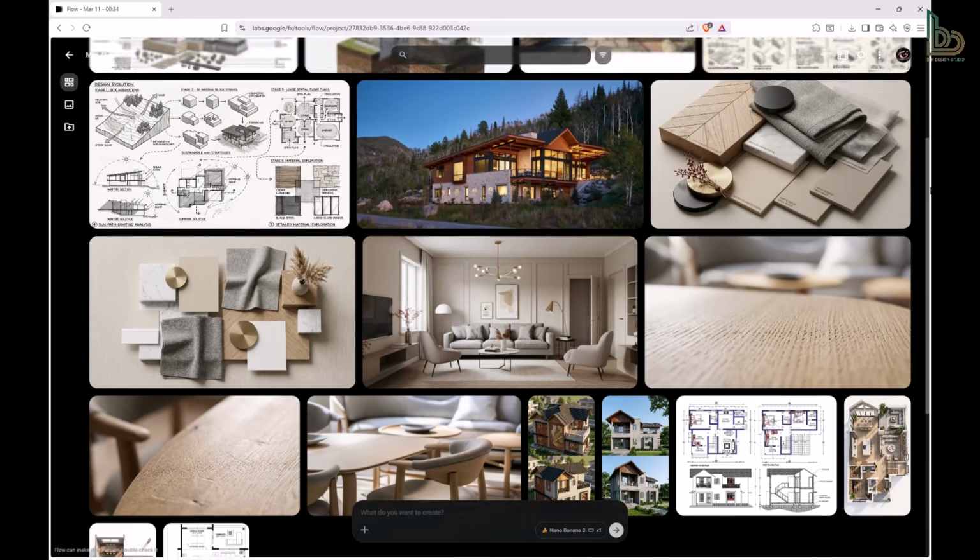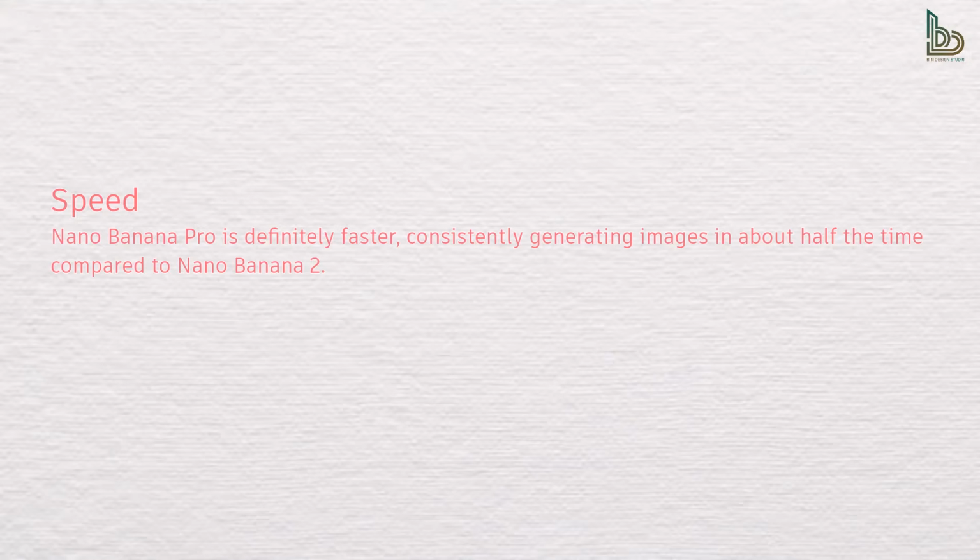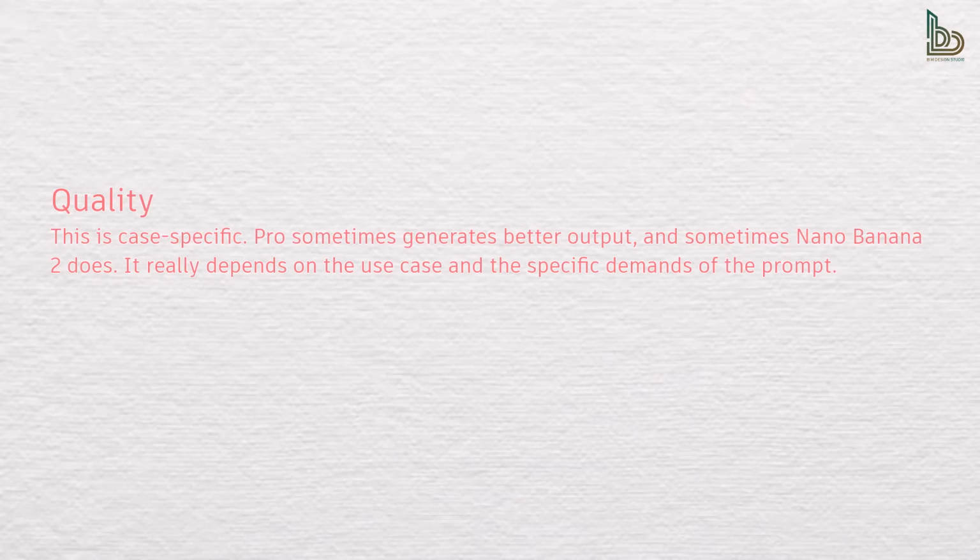We've covered a lot of ground today. Let's summarize our findings across key metrics: speed, quality, interpretation, and details. Speed. Nano Banana Pro is definitely faster, consistently generating images in about half the time compared to Nano Banana 2. Quality. This is case specific. Pro sometimes generates better output, and sometimes Nano Banana 2 does. It really depends on the use case and the specific demands of the prompt.